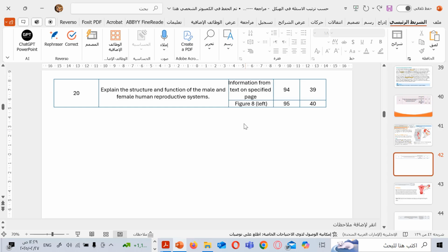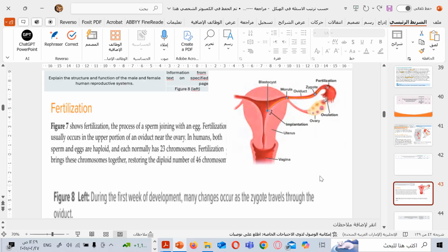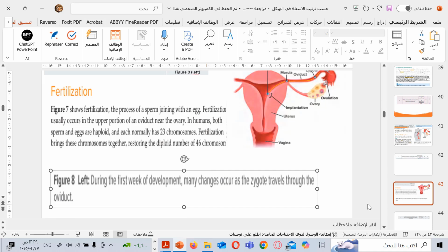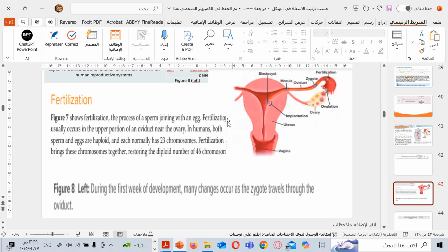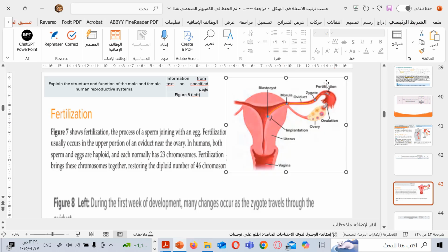It's information from the text, specific page and figure 8 left. This is figure 8, and this is about fertilization, and this is what he mentioned here. He mentioned figure 8 and the information. He didn't tell us exactly what he asked about, so we must study everything here.